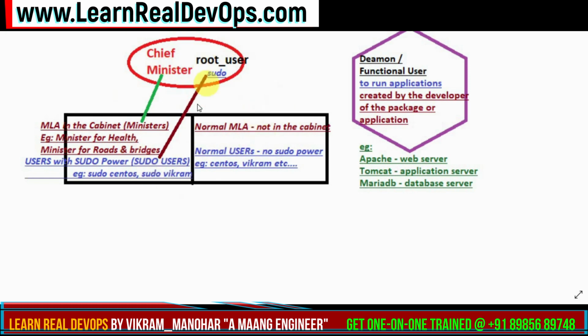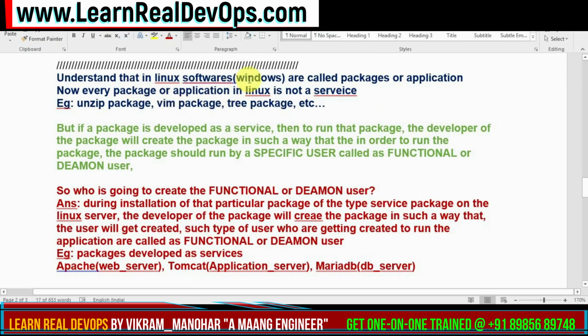So apart from these three users, now you will be taking up the next user called a daemon or a functional user. Let us understand what is a daemon or a function user. In a Windows machine, if you want to install any application, they are called softwares. In Linux, if you want to install any software, they are called packages or applications. Now every package on the Linux machine is not developed as a service. An example of a package which is not a service is given here.